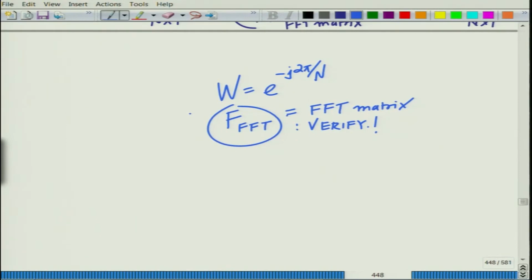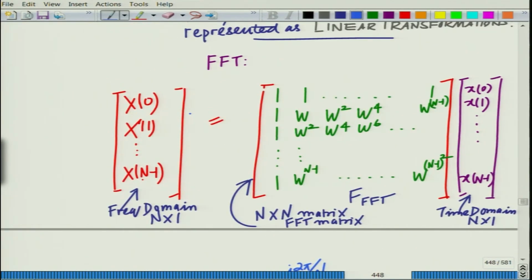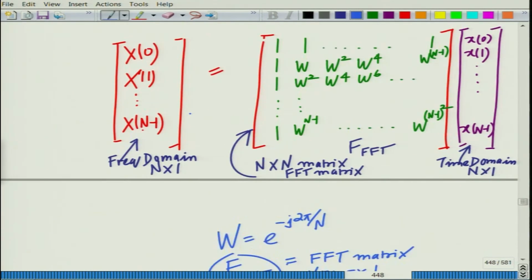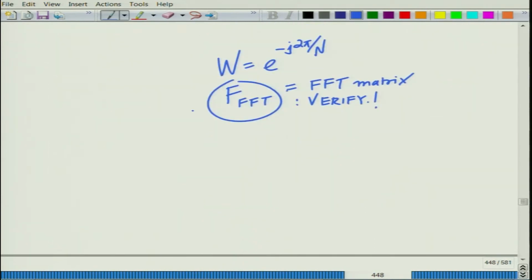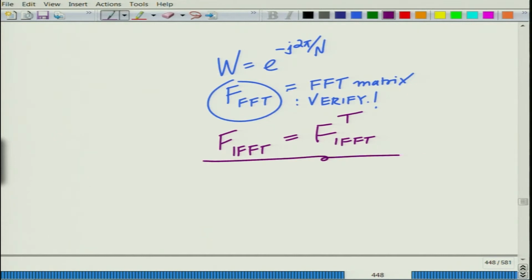And one of the important things you can see here is that this is a transpose symmetric matrix. That is, if you look at any two elements, this matrix is transpose symmetric, that is, F I F T of i j equals F I F T of j i, right. So, this is the transpose symmetry, not Hermitian symmetric, transpose symmetric.